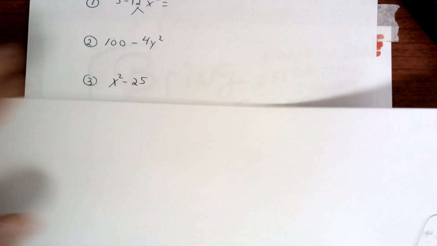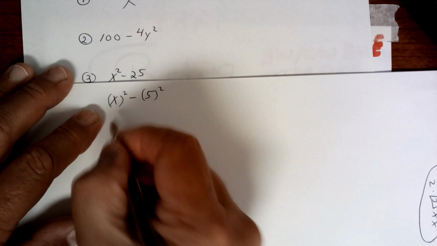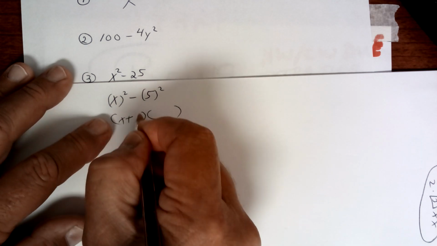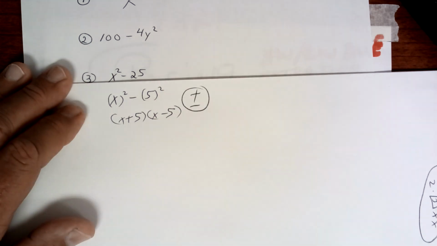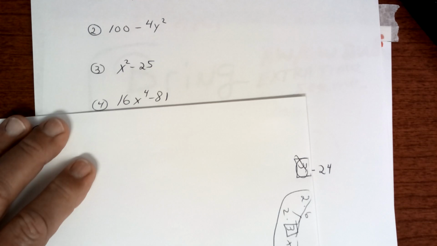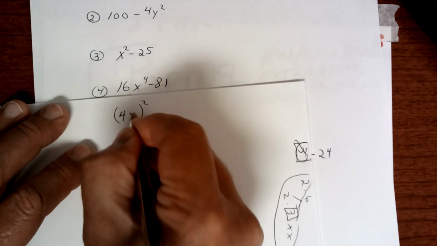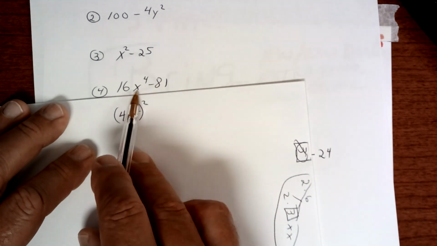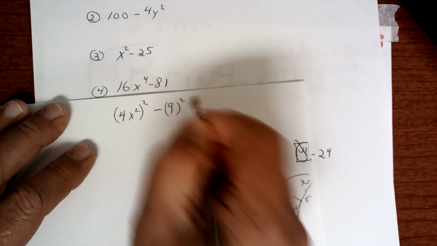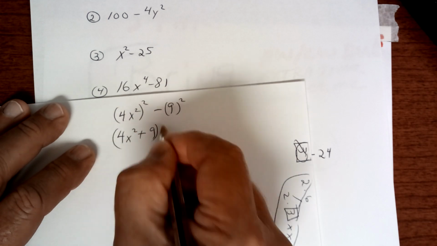Let's take a look at another one. This one right here is a perfect square. This one is a perfect square. So the answer is going to be x plus 5, x minus 5. It's always going to be a plus and a minus when it's the difference of 2 squares. This one right here, 4 times 4 is 16. X squared, a power to a power, is going to give you the 4, minus 9 squared. This becomes 4x squared plus 9 and 4x squared minus 9.